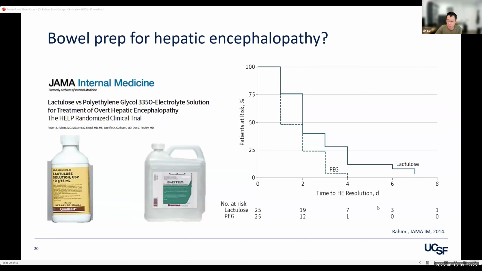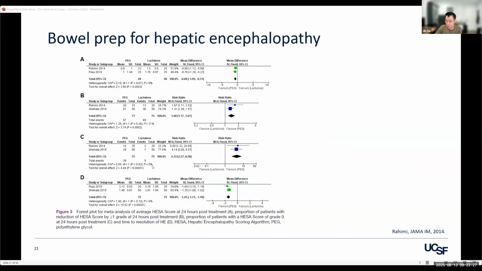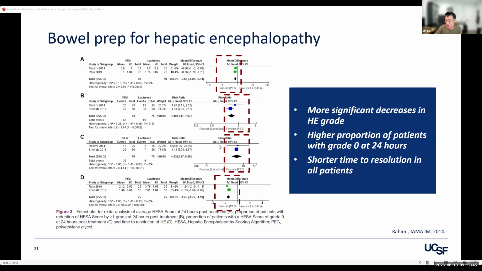And this is a nice forest plot from a later meta-analysis looking at the administration of PEG versus lactulose, and it showed that PEG was really a better therapy across all the measurements. You had more significant decreases in HE grade, a higher proportion of patients with grade 0 at 24 hours, and shorter time to resolution in all patients.